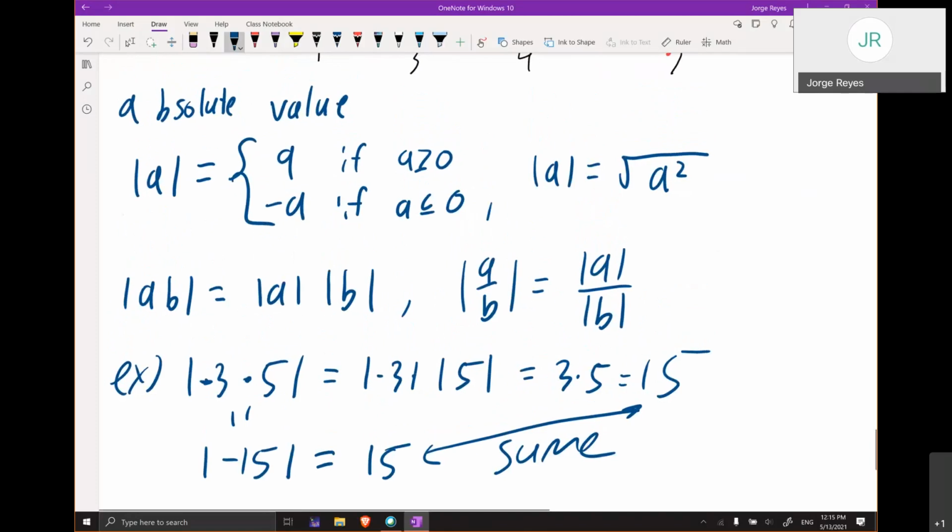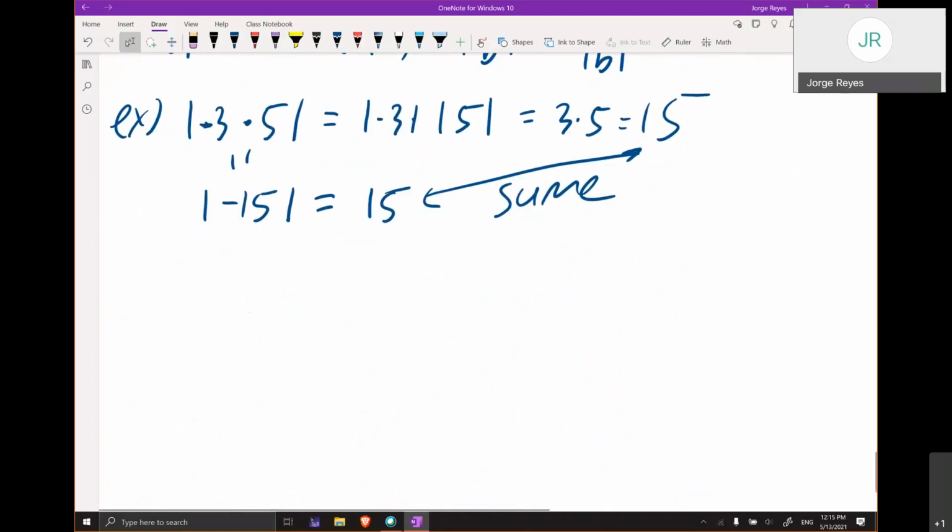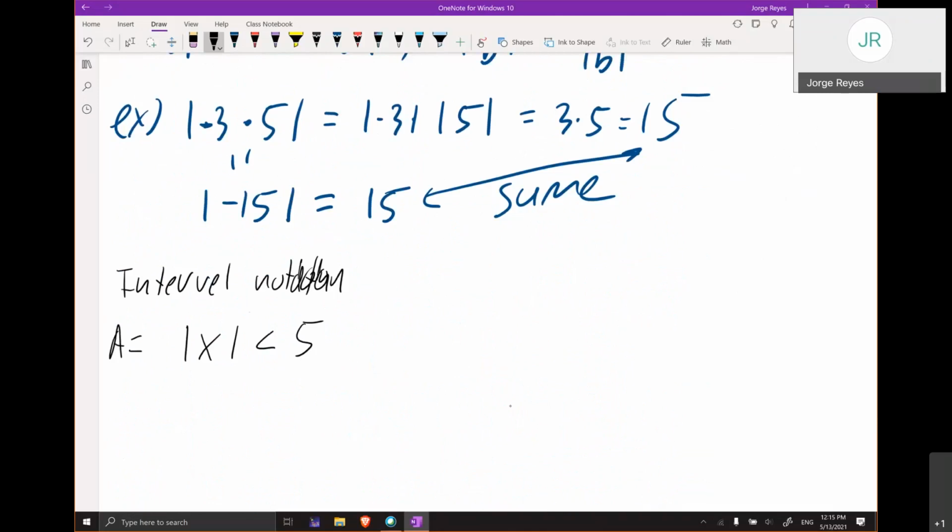So you should know what an absolute value bar does, and how to use it. Let me do interval notation with it. So, the absolute value of x is less than 5. I want this set, A equals the set of x such that the absolute value of x is less than 5.